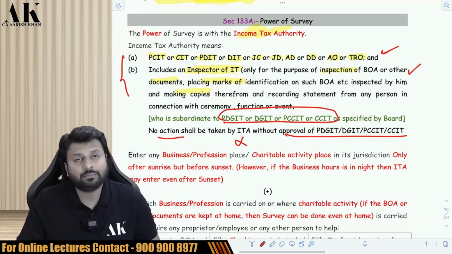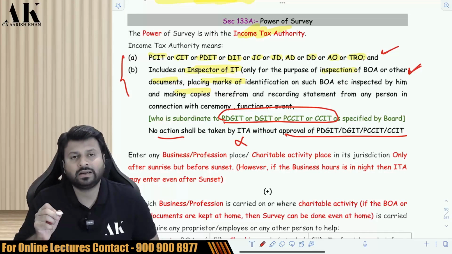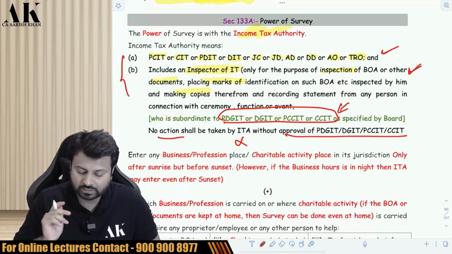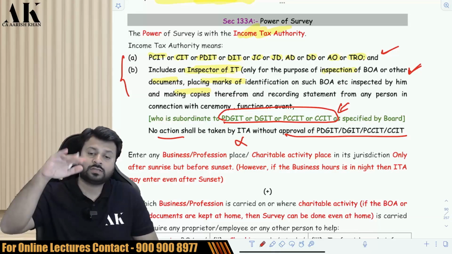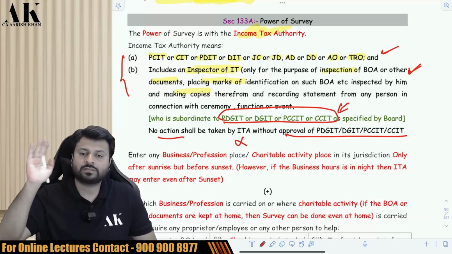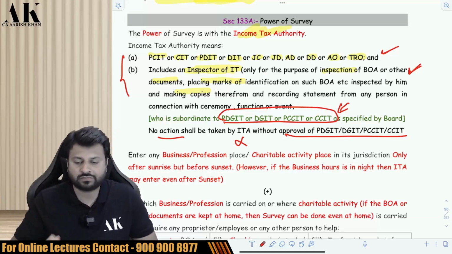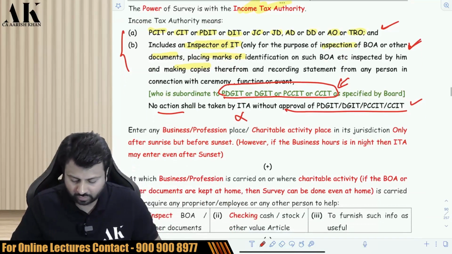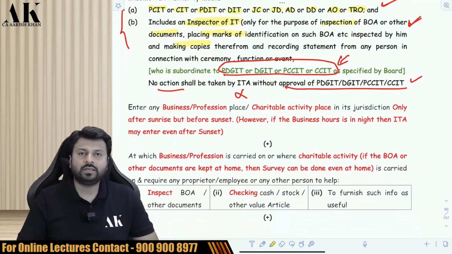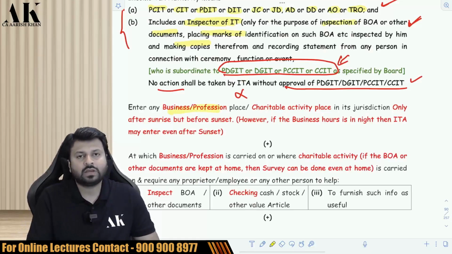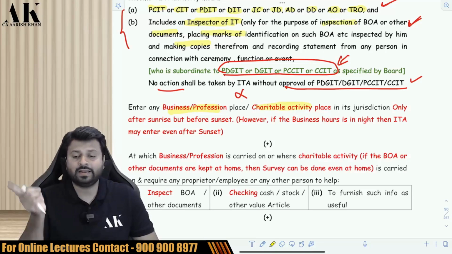Whether it is these absolute authorities or this inspector, all of them have to take an approval from what? These 4 authorities, that is Principal Director General of Income Tax or Director General of Income Tax or Principal Chief Commissioner of Income Tax or Chief Commissioner of Income Tax. So they have to take an approval from these authorities. Once they have taken the approval, they can do the survey. Where will they do the survey? They will do survey at business place, at professional place, or even at charitable activity place.